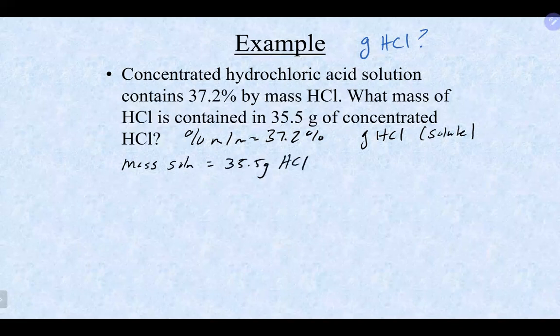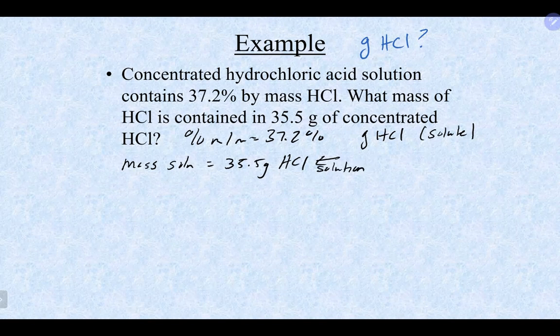And we have the mass of the solution given to us, which is 35.5 grams. You may be wondering how I know that that is the mass of the solution and not the solute. That's because we're looking to find the grams of the HCl, and HCl is the solute. So that is what we're looking for, which is why I know that this is the solution part of it.